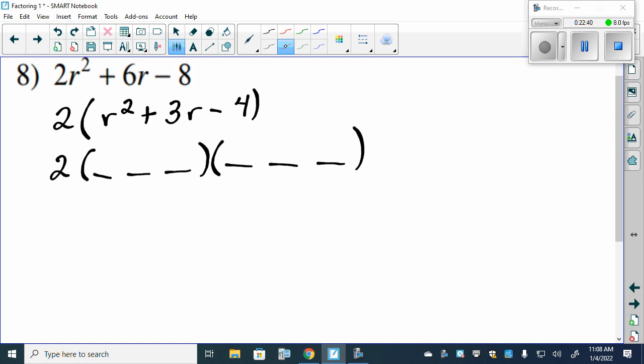Now the next part is finding the sign. Well, our third term is negative, so the signs are opposite. When the third term is negative, the signs are opposite. When the third term is positive, the signs are the same and they match the sign of the middle term. Okay.